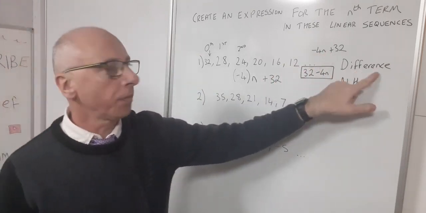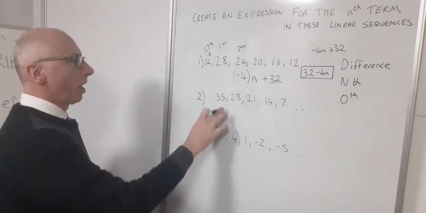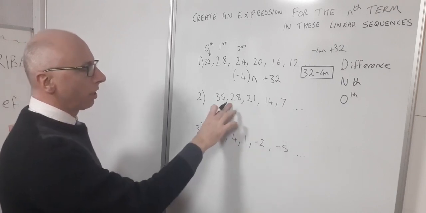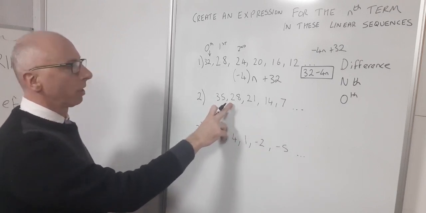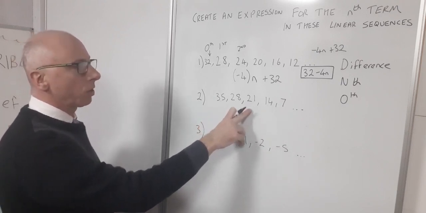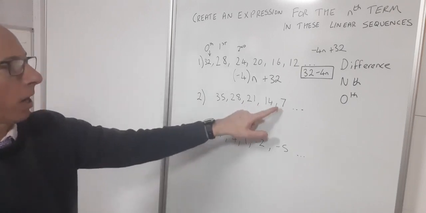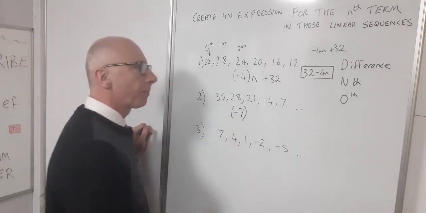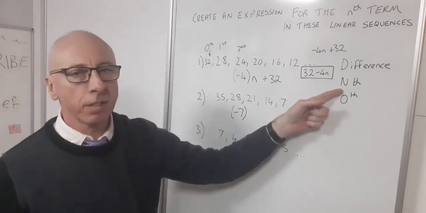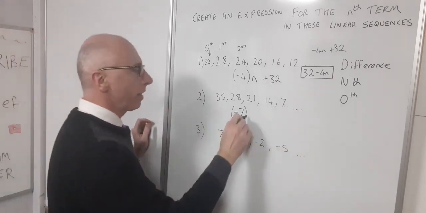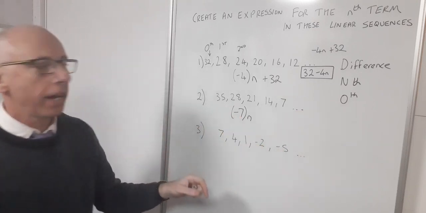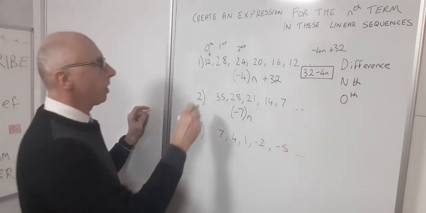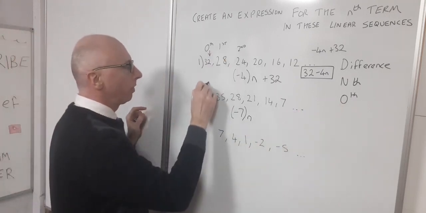So first of all we need to find the difference. So 35 to 28, so moving in this direction, this has gone down by 7. This one here to here, it's also gone down by 7, and likewise with these two. So let's just put minus 7 in a bracket. And then as we're looking for the nth term, we'll put an n next to this. And now we're looking for the 0th term. So we want the 0th term here, just as we did above.